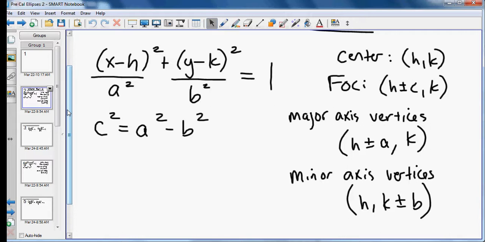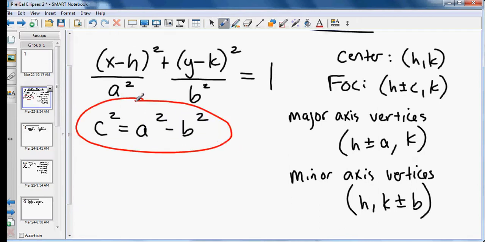Now, the c is new. That's why I gave this point right here. To find c, you'll have to use this equation: c squared is equal to a squared minus b squared.